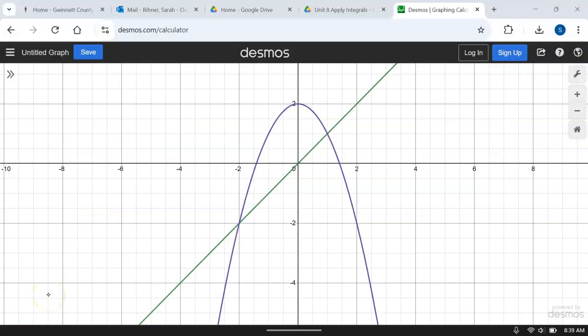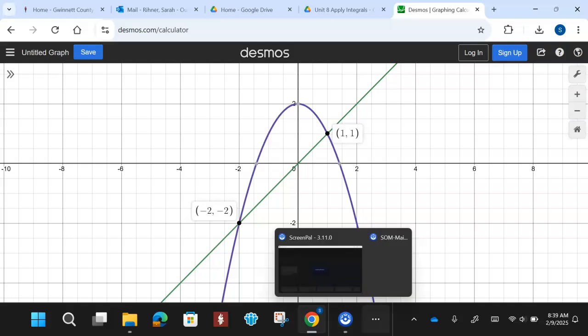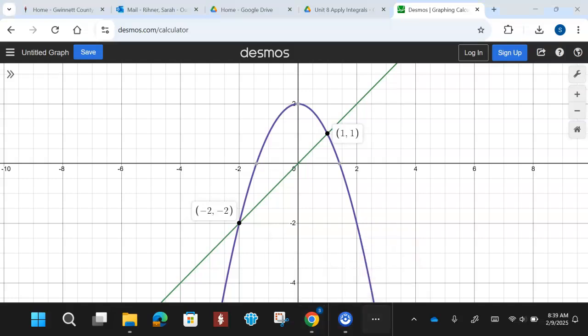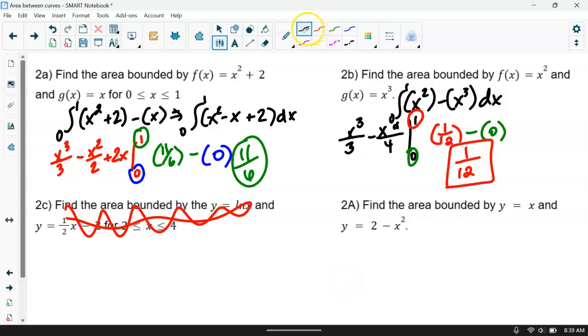And so here you should have noticed the x squared function is what is up top, and the graph of x is what is your g of x. And the boundaries are from -2 to 1. That is the section of the area here that's bounded by our two curves from -2 to 1. So here we go. So let's go ahead and set this up. So from -2 to 1, and again, f of x was 2 minus x squared minus x.